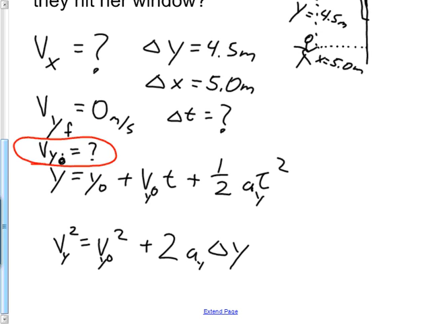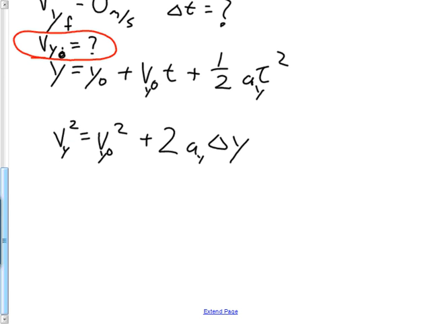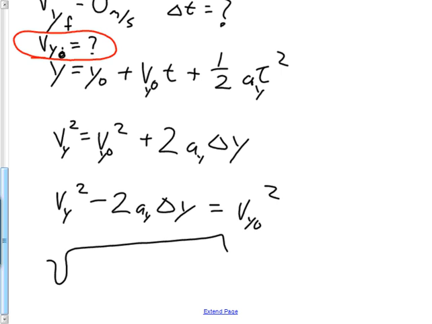Okay, so let's express this and solve for v y naught. So the final v y squared minus 2a, keep my little y there, is equal to v y naught squared, and then I can just take the square root of each side, and everybody always makes fun of my little square root symbol. You can do the same. I'm sure you're doing that at home at your computer. Haha.